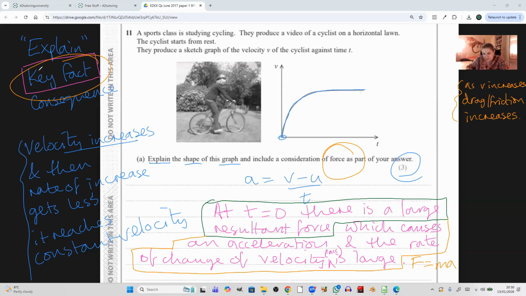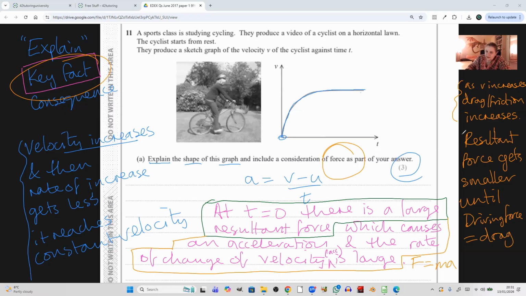Well, eventually it becomes equal, yeah. So the resultant force gets smaller and smaller until, can you see, the driving force and the drag equal each other, yeah, until the driving force equals the drag. Right, now, can you see that this is a consequence of this one, but it's also a key fact for the next bit.